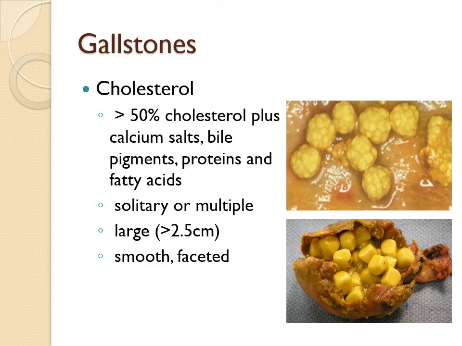Majority of gallstones are cholesterol stones. So for cholesterol stones, they are made up of more than 50% cholesterol plus calcium salts, bile pigments, proteins, and fatty acids. They can be solitary or multiple. They can grow to large sizes. They can be smooth or faceted, as shown in the pictures.